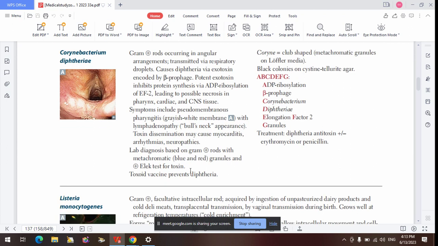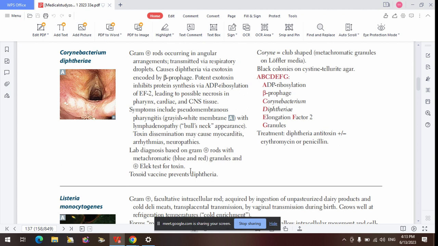So for the detection of the toxin for Corynebacterium, the true growth medium is the Loeffler medium, where we are going to see cells that look like clubs, which are metachromatic granules from that bacteria. Then the other one is the tellurite agar, where we are going to see black colonies. So how do we treat diphtheria?